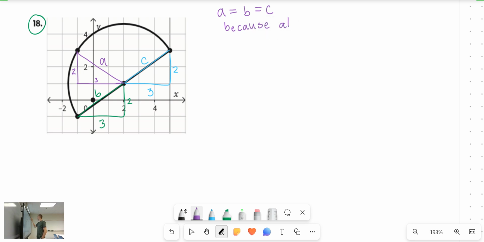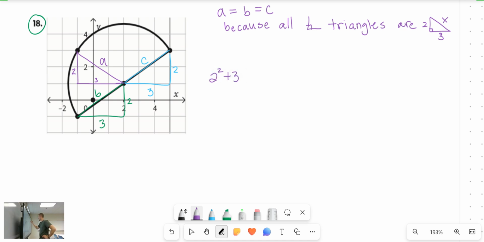because all the right triangles are 2, 3, and then something else. So they're all going to be the same. Whatever that x is, they're all going to be the same. So let's figure out what that is.